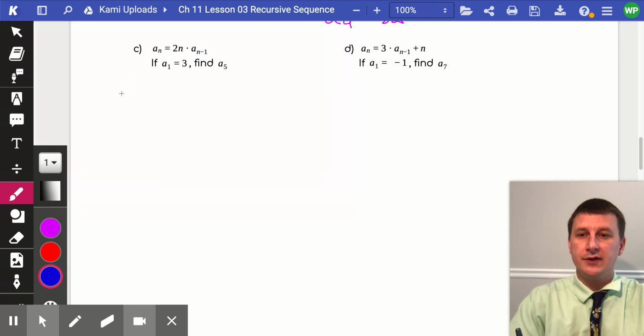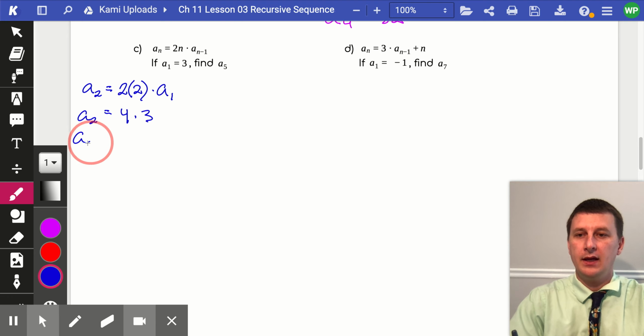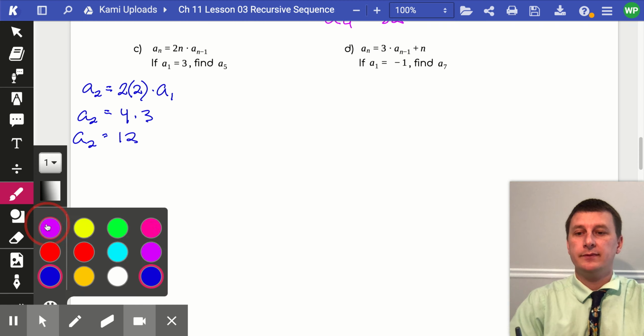So since we know the first one's 3, we're going to go right into the second term of this sequence. And every time we see an n, we're going to put a 2. So we're going to do 2 times n, but we're going to replace the n with 2, times a sub n minus 1. So 2 minus 1 will give us 1. Okay. So a sub 2 is equal to 2 times 2, which is 4, times a sub 1, which we know is 3. That means a sub 2 is 4 times 3, which is 12.